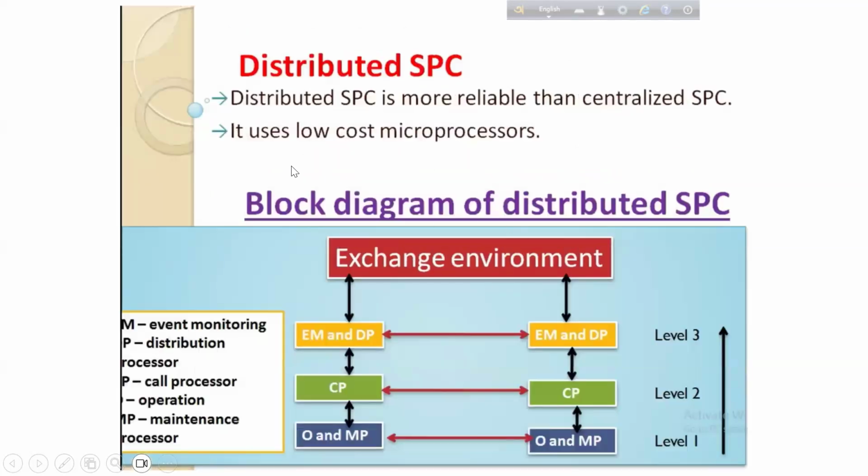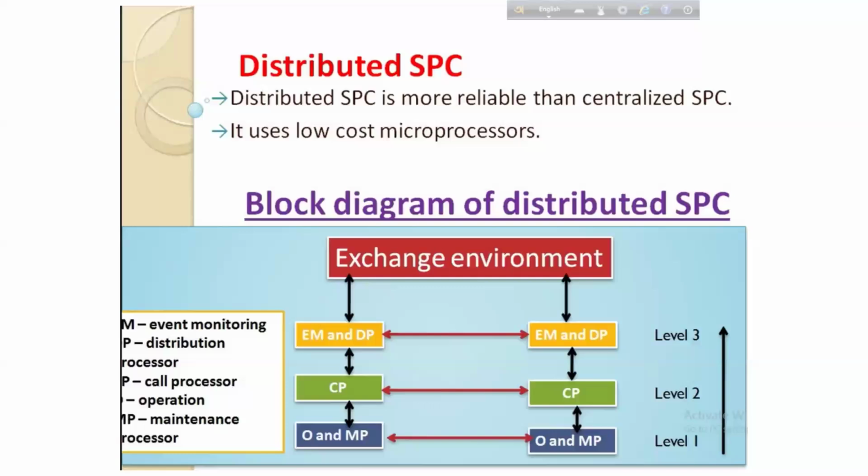Now we have seen the centralized SPC. Now we will see the distributed SPC. So distributed SPC is more reliable than centralized SPC. Why? Because in centralized SPC, all the decisions are taken by a central processor, and there is a problem of overhead connections, like there will be a loading, or there will be a dependency on the central processor.